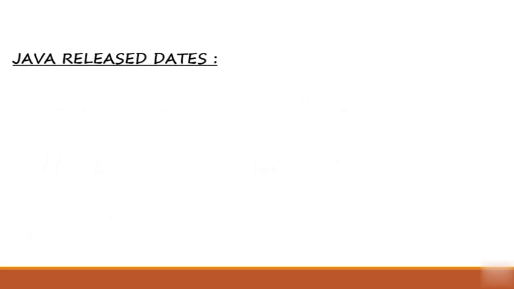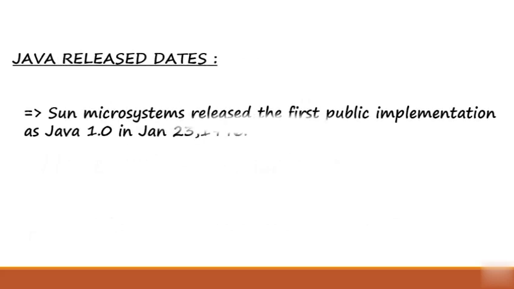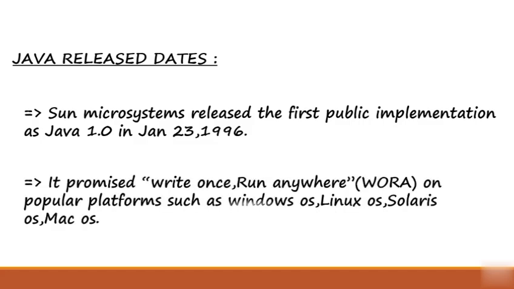So we will see Java release dates. Sun Microsystems released the first public implementation as Java 1.0 on January 23rd, 1996. It promised write once, run anywhere, on popular platforms such as Windows OS, Linux OS, Solaris OS, and Mac OS. You can run a Java program in any operating system.